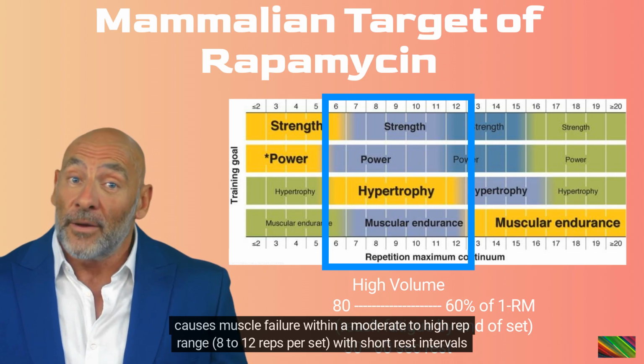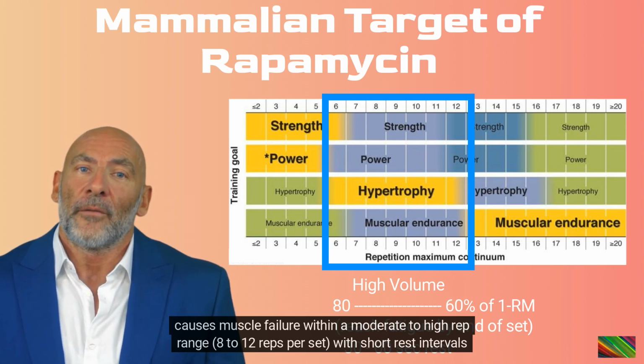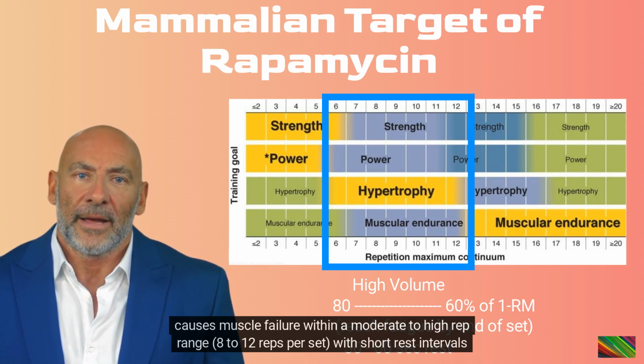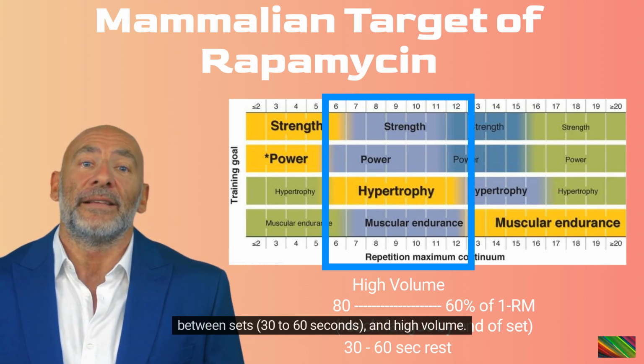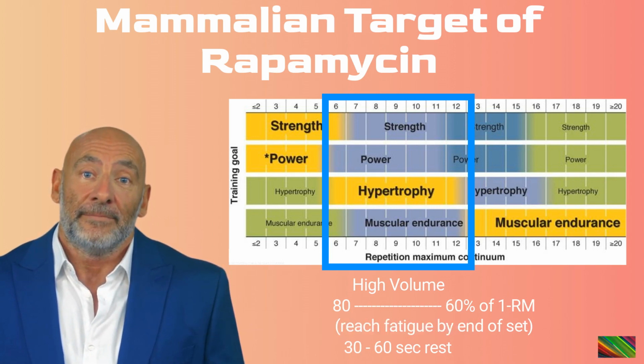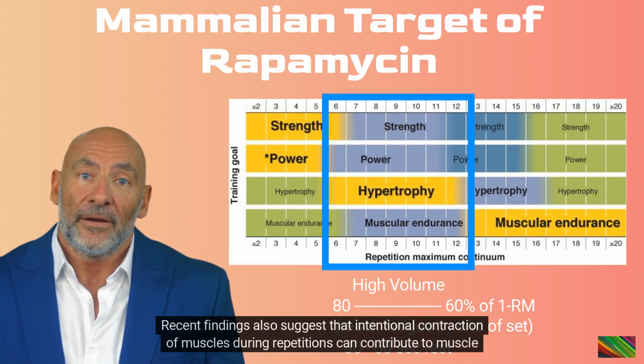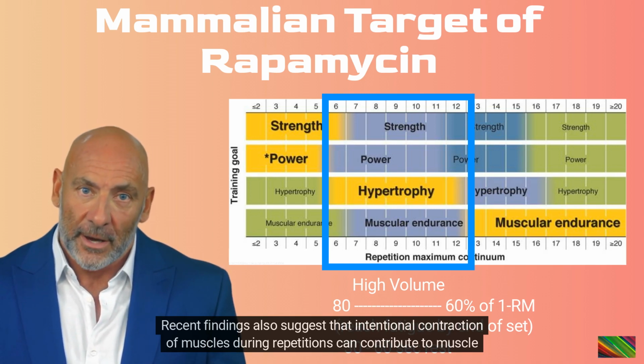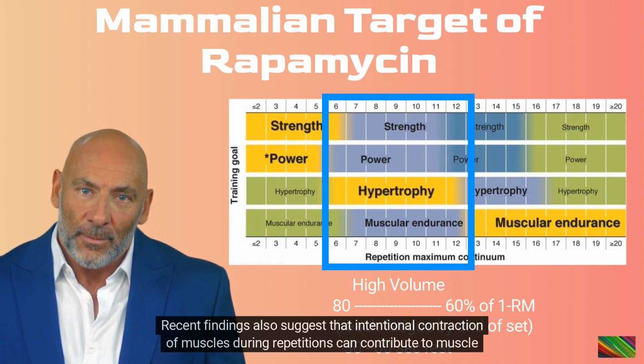failure within a moderate to high rep range, 8 to 12 reps per set, with short rest intervals between sets, 30 to 60 seconds, and high volume. Recent findings also suggest that intentional contraction of muscles during repetitions can contribute to muscle growth and development.